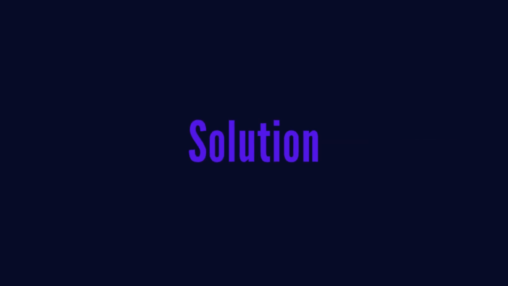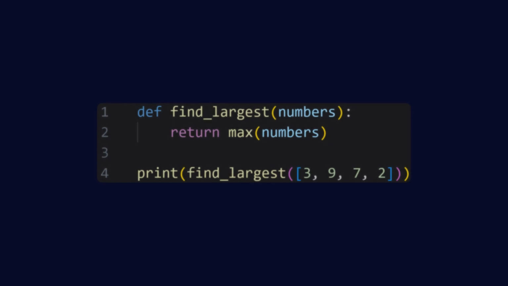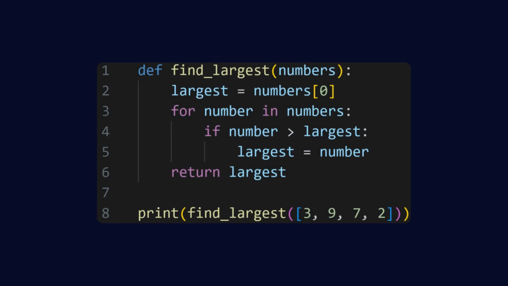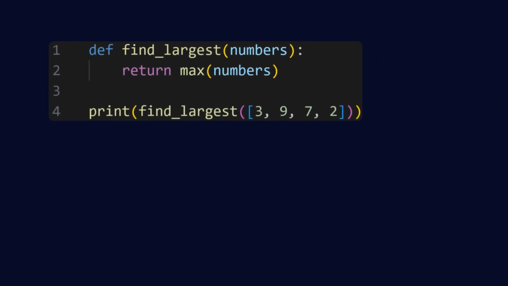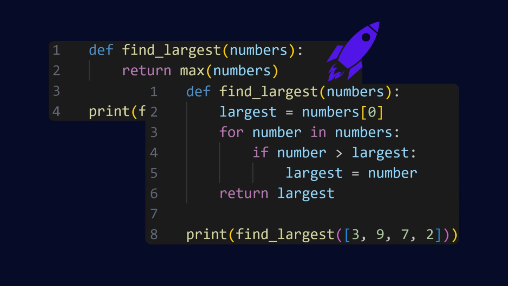Okay, let's go over the solution. We can solve this with Python's built-in max function, which is quick and straightforward. Now, if you're up for a challenge, let's try implementing it manually. We'll use a loop to go through each item and find the largest value ourselves. This approach is a great exercise for understanding how loops and conditionals work together in Python. The built-in function is quicker, but writing out the logic manually is excellent practice for beginners.